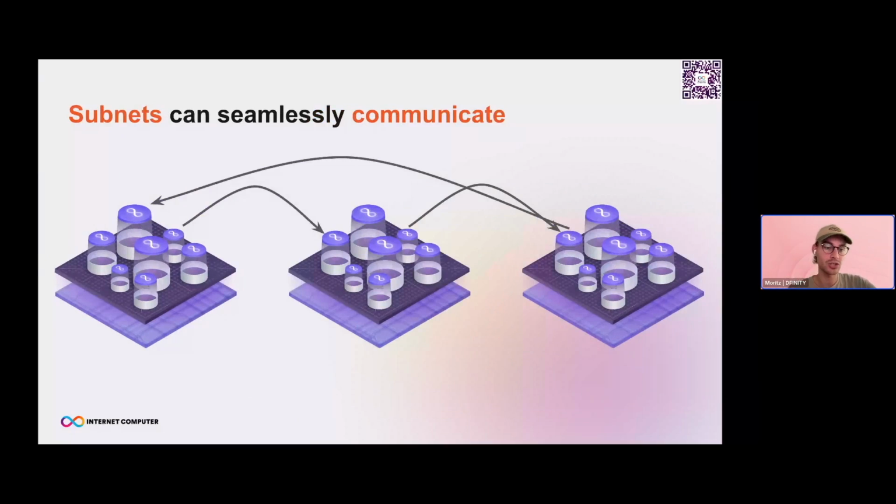Something special or cool about subnets is that they can seamlessly communicate with each other. That, of course, in turn means that if you have a smart contract, or a canister, as we call them, deployed on one subnet, basically the one on the left here, for example, you are able to seamlessly communicate with canisters deployed on other subnets without having to jump through any hoops. This is a feature that allows the Internet Computer to scale horizontally. If the Internet Computer needed more computation or storage, for example, it would just spin up a new subnet with new nodes, and that's it.